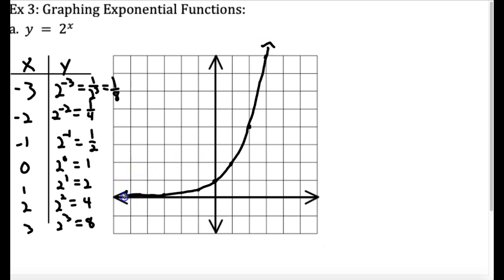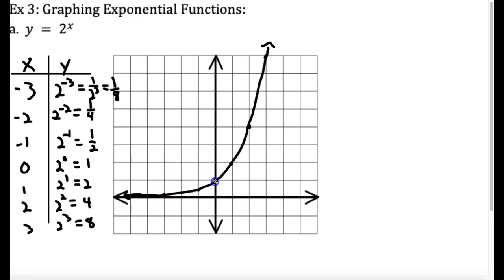Okay, now we'll talk about some of the important characteristics here in a minute, but notice if we started plugging in really large or really small numbers, right, kept going further and further into the negatives, we could never reach 0, right? We would just keep getting 1 over a larger and larger number in the denominator. So y equals 0 actually ends up being a horizontal asymptote here.